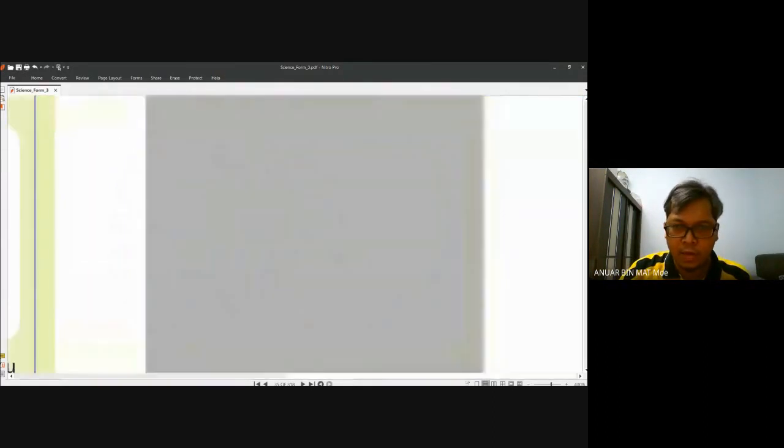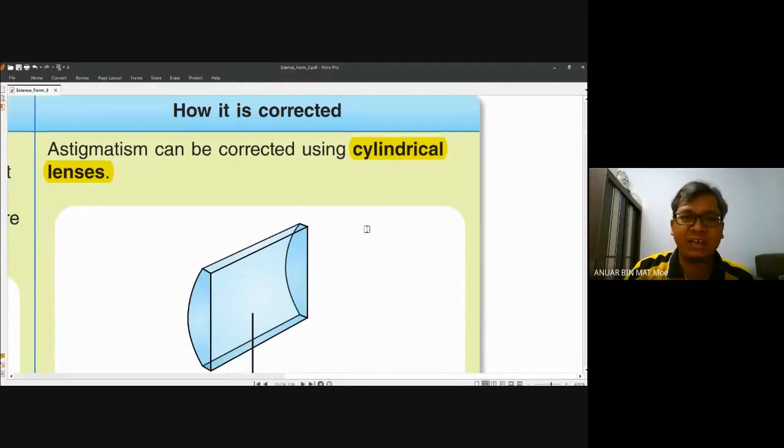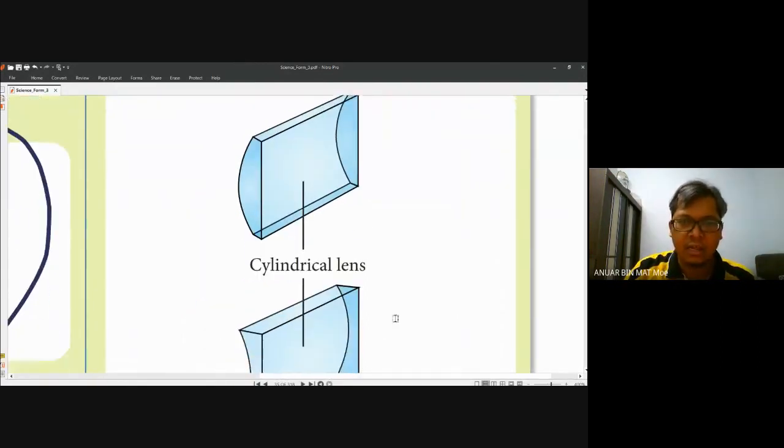Okay. So how do you want to repair it? We are using cylindrical lenses. Gunakan cermin mata special, spectacles which have cylindrical lenses. These are the pictures of the cylindrical lenses.